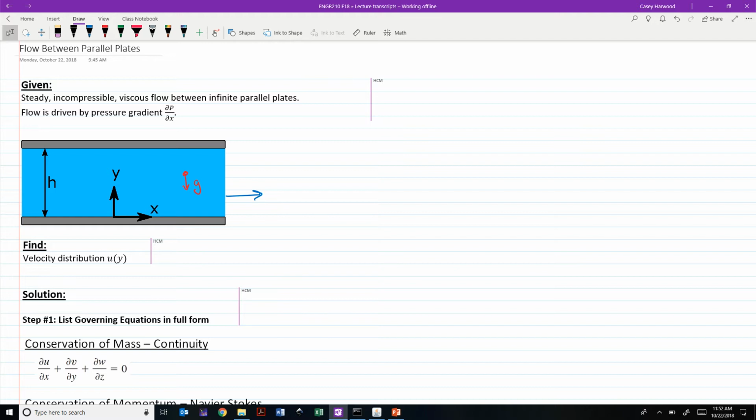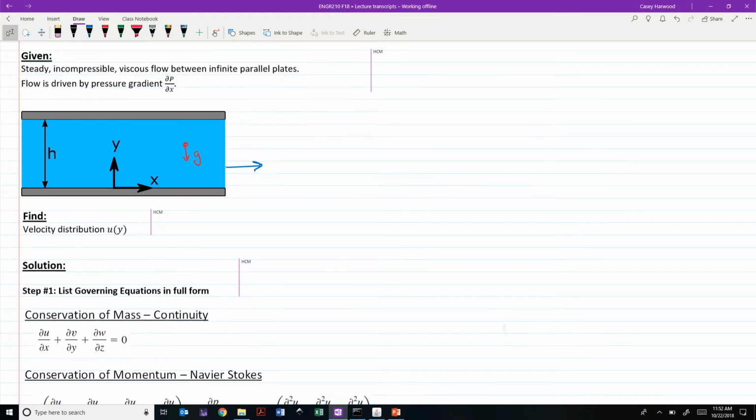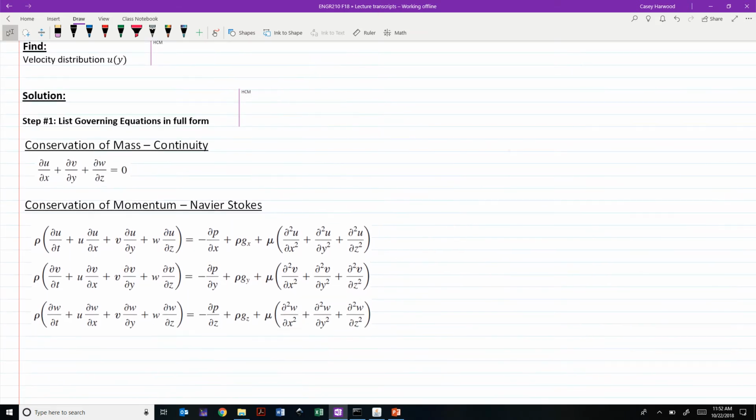All right, so going back to the solution process I sketched out, the first step is going to be listing the governing equations in their full form. So give everyone a second to get these copied down because we're going to start hacking away at them and crossing out terms as if our lives depend on it.